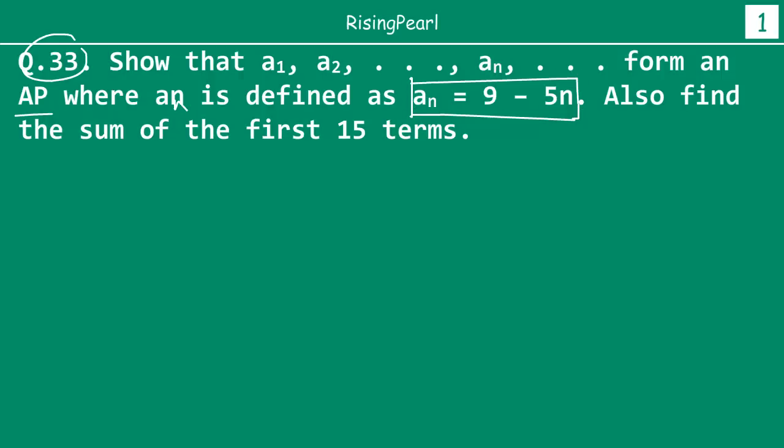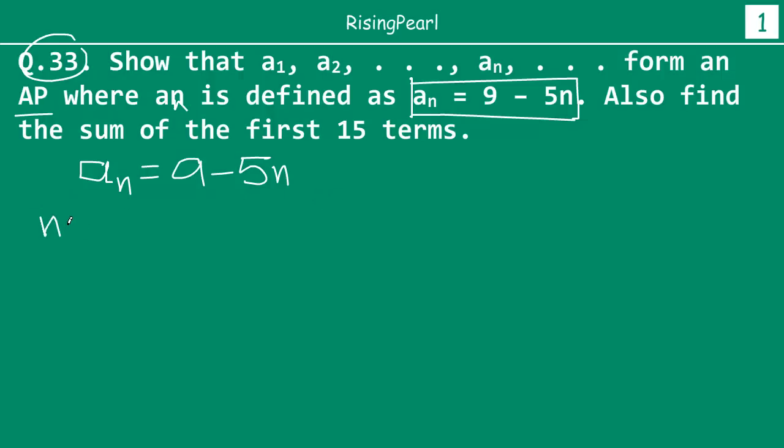So let's take a moment and understand what the question is really saying. Show that a1, a2, dot dot dot, an, these are terms of an arithmetic progression. Show that there is an arithmetic progression where the nth term is defined as this. So how are we going to do this? What is given is that an, or the nth term, is given by this formula 9 minus 5n, and we have to show that this is actually really an arithmetic progression. So how do we do it?